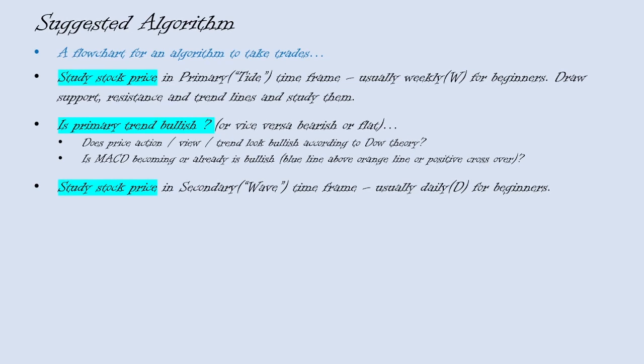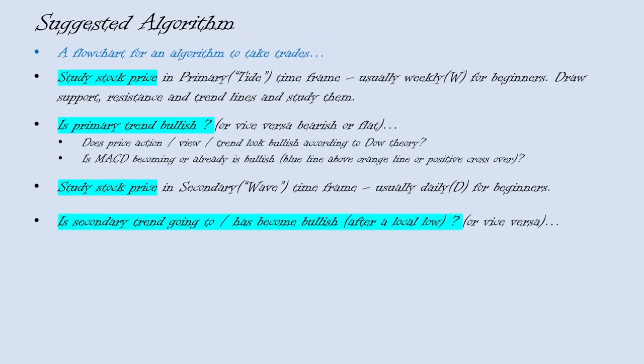Once you study the primary trend, if it is bullish, then you have to study the stock price in the secondary time frame. If primary is weekly, secondary for us beginners is daily. In the secondary we have to see whether we have hit a local low after which our stock price has become bullish or is going to become bullish. This is for bullish, and for bearish or flat, vice versa, right?